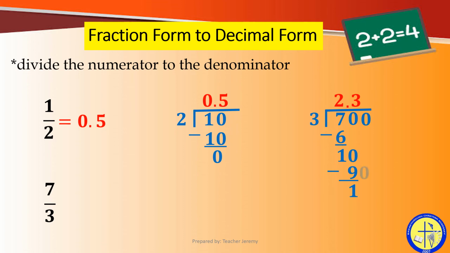Another 0, so bring down 0. 10 divided by 3 again, that is 3. So 3 times 3 is 9. 10 minus 9 is equal to 1. So it is repeating, paulit-ulit na lang po siya na 1 ang remainder. Therefore, the answer is 2.33 and so on. So 7 over 3 is equivalent to 2.33 and so on and so forth.